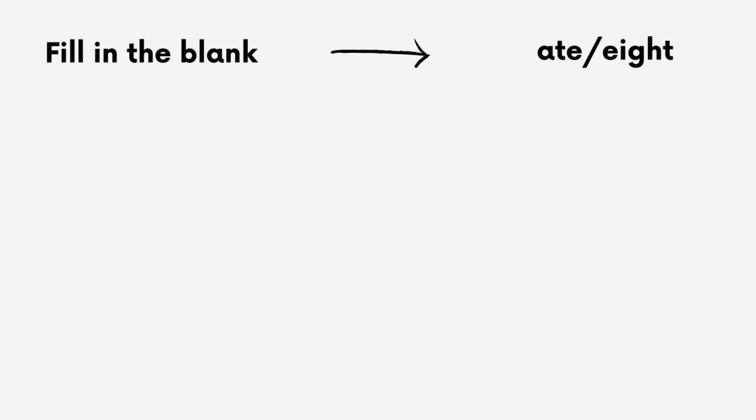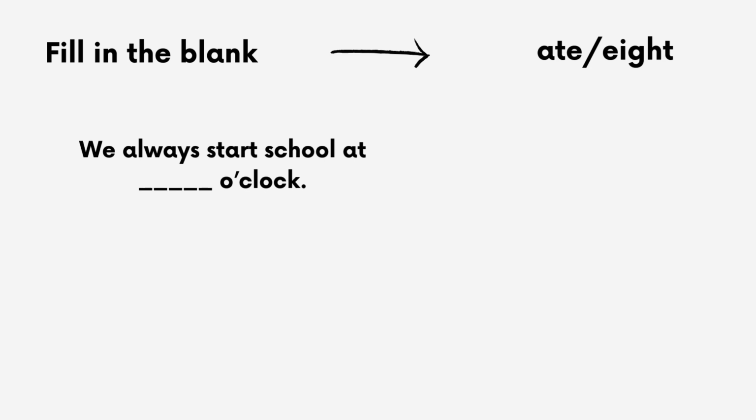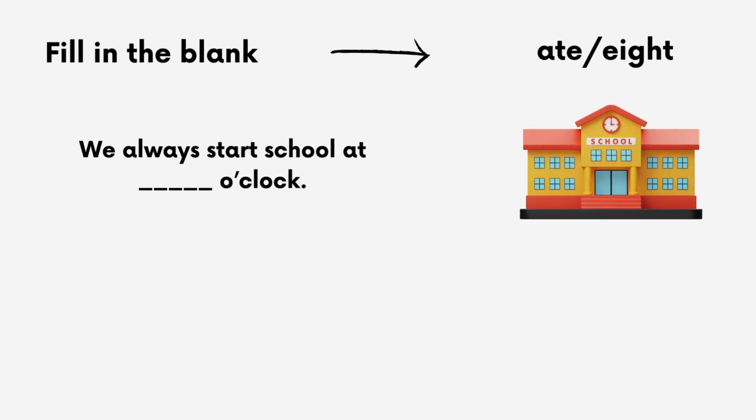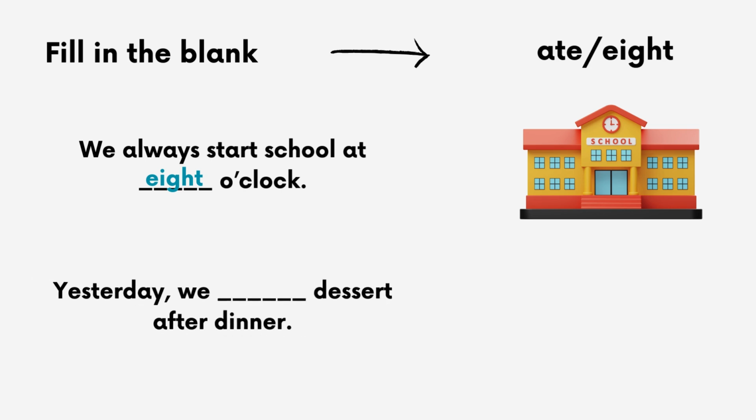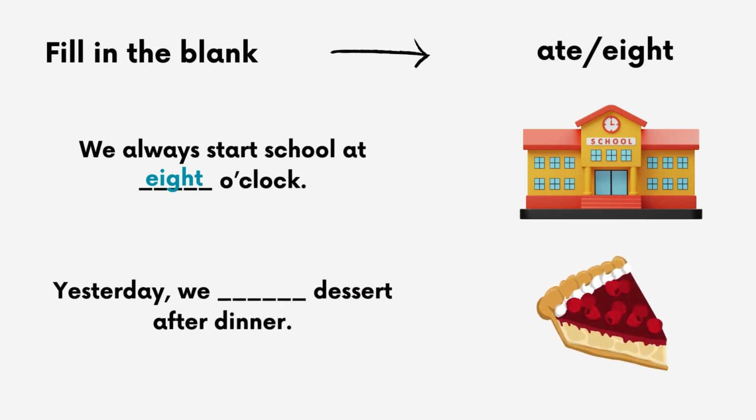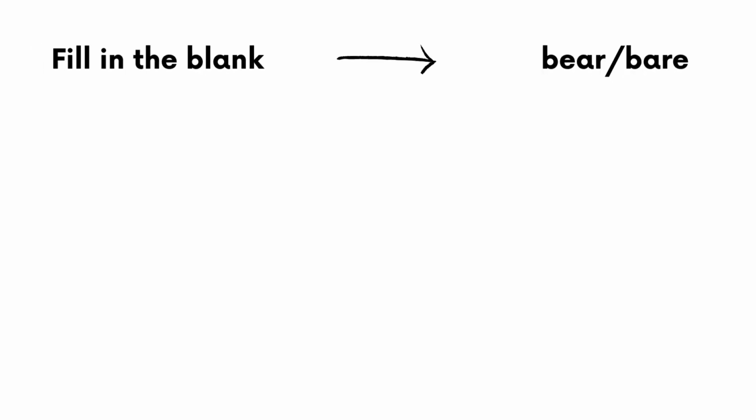Our next pair is 8 and ate. We always start school at 8 o'clock. You guessed it, we use E-I-G-H-T for the number 8, which refers to the time. Yesterday we ate dessert after dinner, so we'd want to use A-T-E as the past tense of eat, because it happened yesterday.